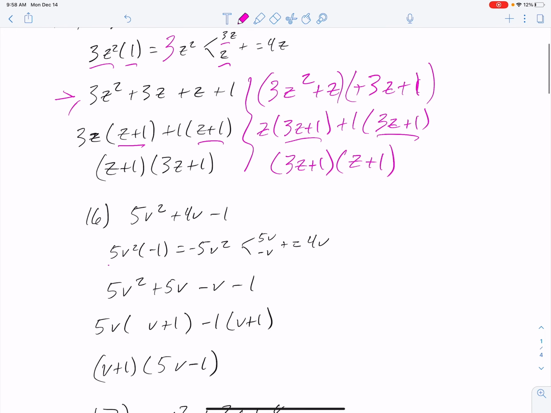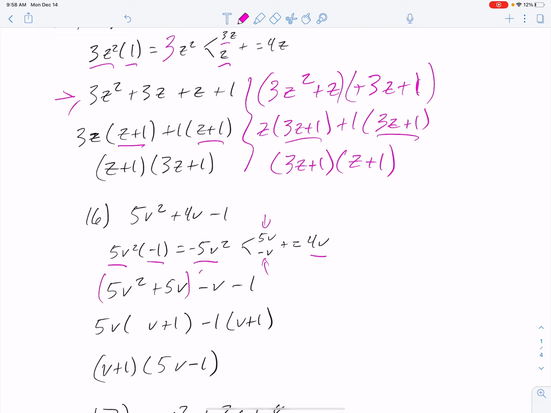So 16, I multiply my first term times my last term. Now I need factors of negative 5v squared that are going to add up to 4v. So the factors would be positive 5v, negative v. I add them together to get 4v. Again, it doesn't matter which order I write them in.